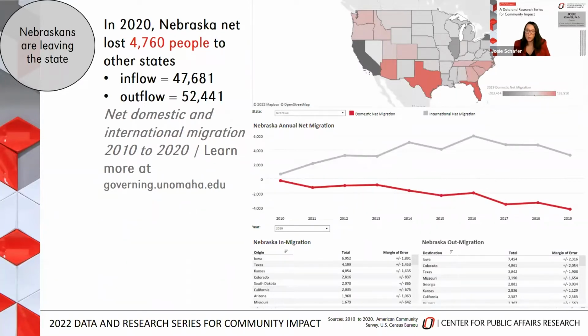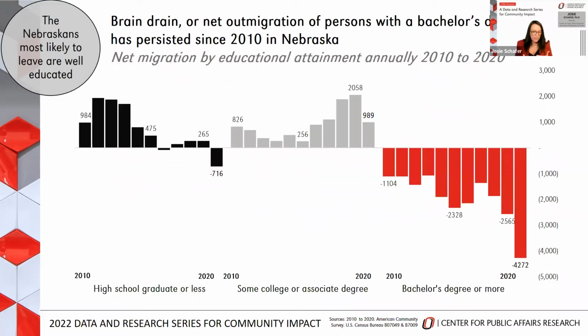And I'll actually show you 2021 data here too. This is a standard slide from the Census Bureau, quick data to get. We also have it available on our dashboard website, governing.unomaha.edu. So hopefully now you accept that Nebraskans are leaving the state. Some people don't accept that, but it is true. So my next claim was that the Nebraskans most likely to leave are well educated.